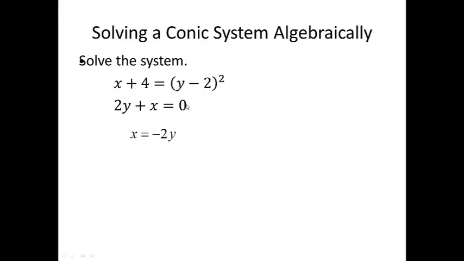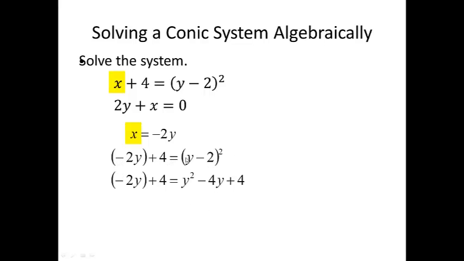So I subtract the 2y from both sides. Now my negative 2y is my substitute. Put that in for the x here. So put that in parentheses. So now I just FOIL this side out. Add the 2y to the other side, or actually subtract the 4 and then add the 2y to the other side. And then I'm going to factor this.